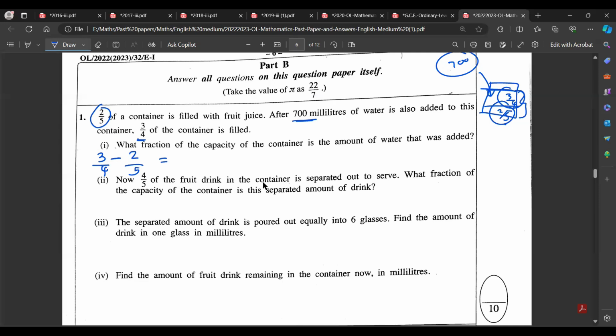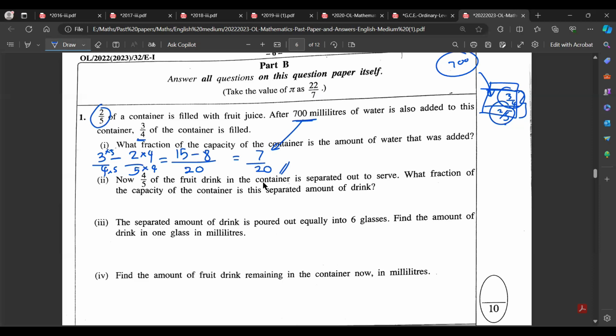What is the difference? You have to take the common denominator 20. This one should be multiplied by 5, here also 5. 15 minus. This one should be multiplied by 4, here also 4. 8. 15 minus 8 is 7 over 20. This 7 over 20 should be 700 milliliters. Okay. They ask for a fraction, no? It is 7 over 20.